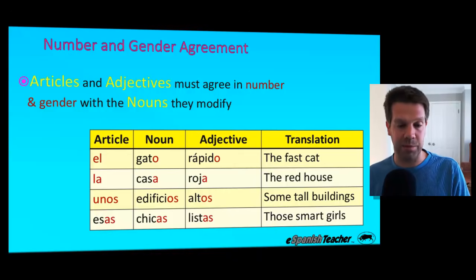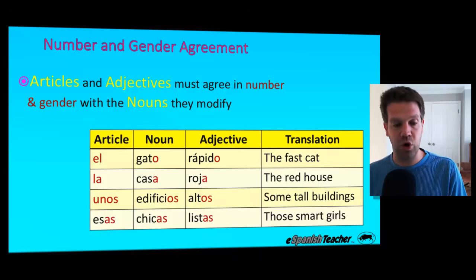Likewise, in this second example, la casa roja, the red house, casa is our noun. It's singular feminine, so it dictates that our article be singular and feminine, as well as our adjective, singular and feminine. La casa roja. And you'll notice that la, which is the singular feminine article, meaning the, agrees with casa, as well as roja, which is the singular feminine adjective of red. So those 3 agree. La casa roja.